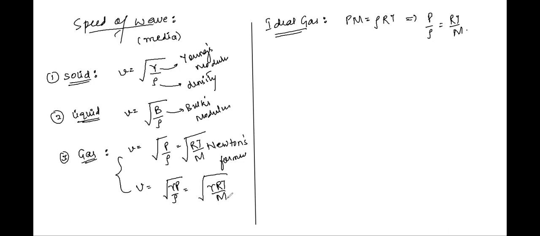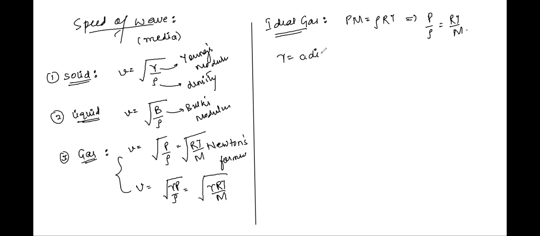R is the universal gas constant. T is absolute temperature. What is absolute temperature? The temperature in kelvins. And M is molar mass. And what is lambda? Lambda is wavelength.